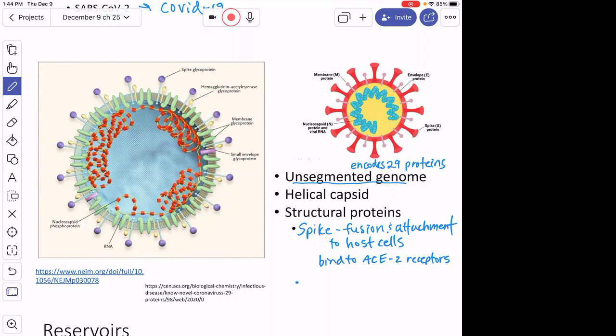One other protein that I'll mention here, there are a few other ones, they just call it an envelope protein. That's, we'll just say, assembly and release.